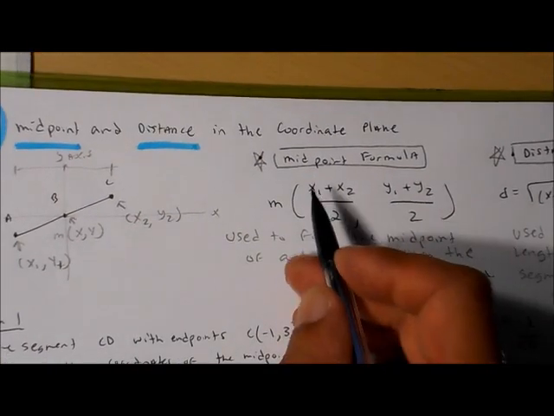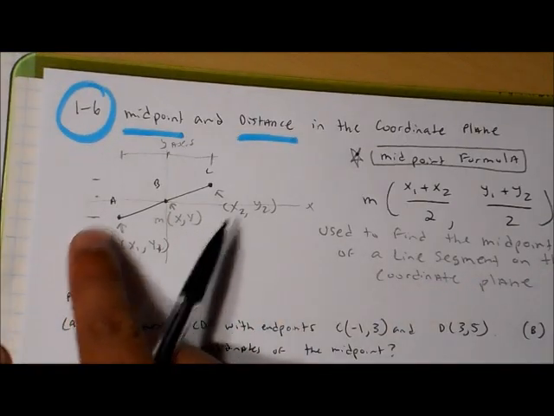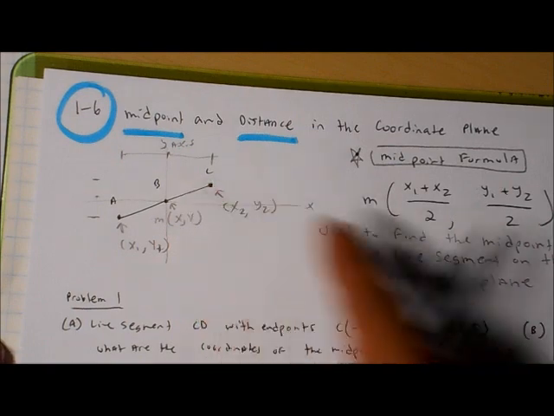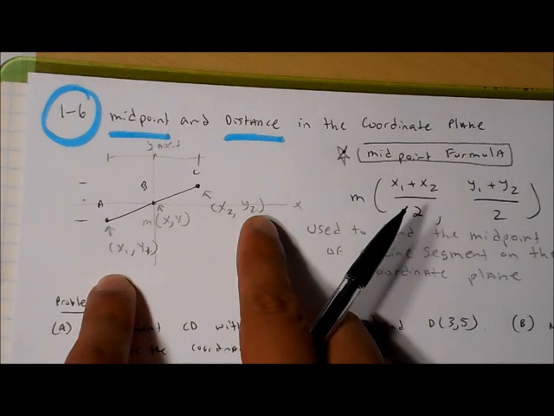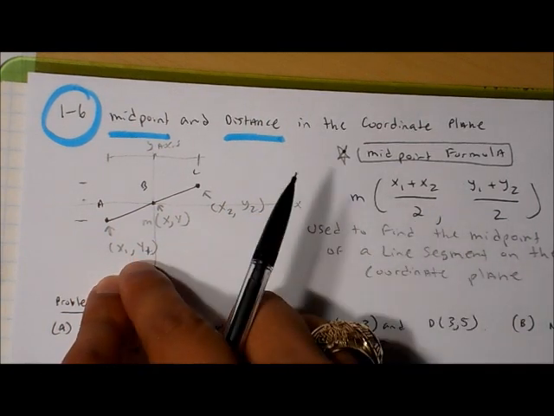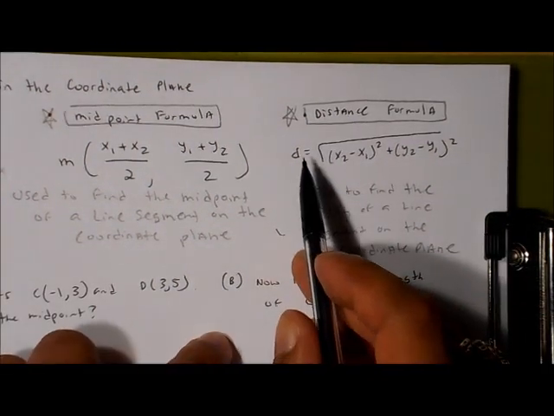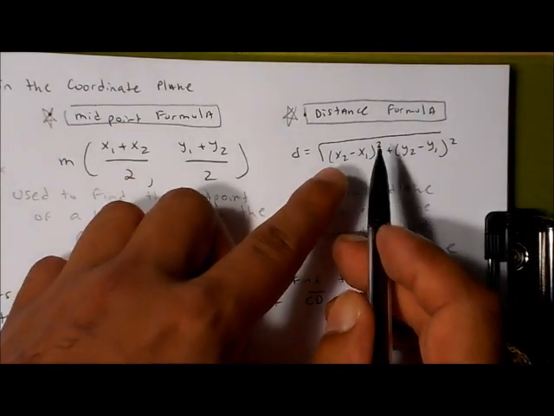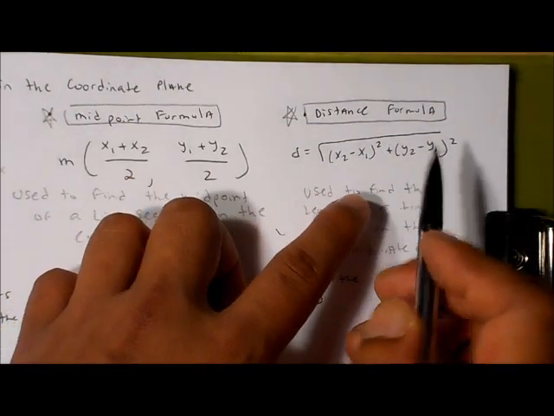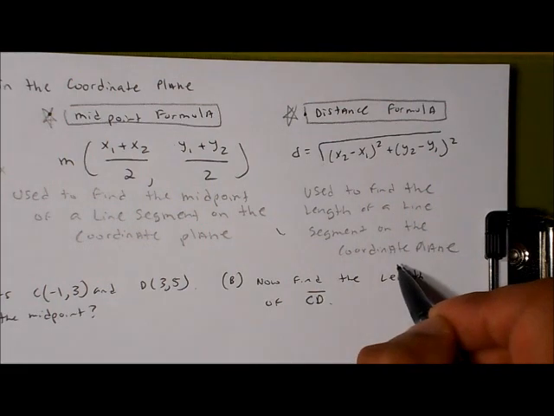Now that was for the midpoint formula. For distance, we're just looking for how long it is from point A all the way to point C. Now you can determine which point is your first point and which point is your second point. I usually like doing that: my first point is always the one on the left, and my second point is always the one on the right. Now here we have d is equal to the square root of x2 minus x1, the whole entire thing squared, plus y2 minus y1, the whole entire thing squared. Now this is used to find the length of a line segment on the coordinate plane.